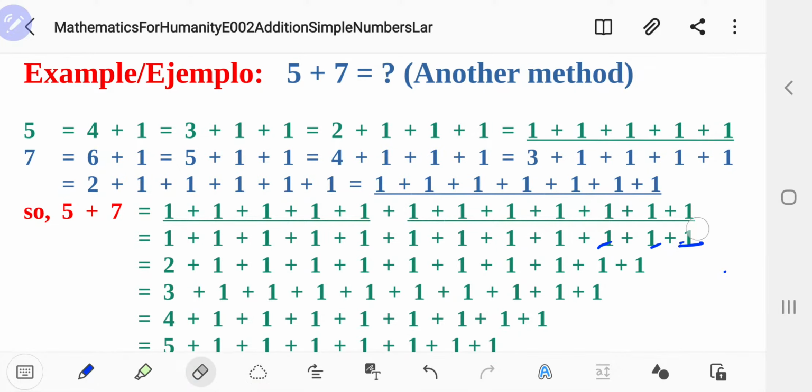Now, what is 1 plus 1? 1 plus 1 equals 2, which is this one. Since you added 1 and 1, you now have left 1, 2, 3, 4, 5, 6, 7, 8, 9, 10. 10 ones.